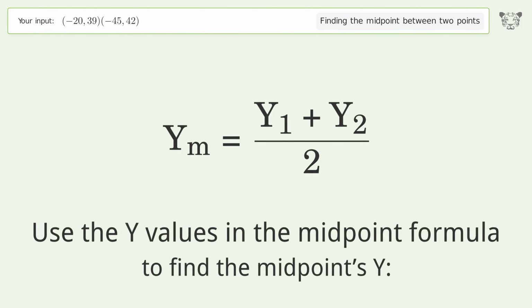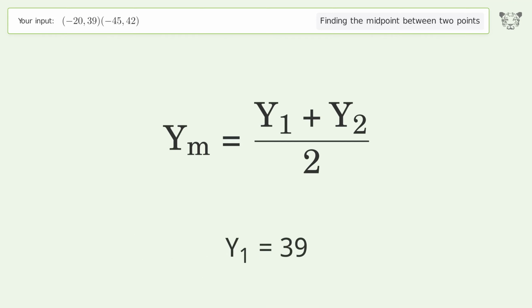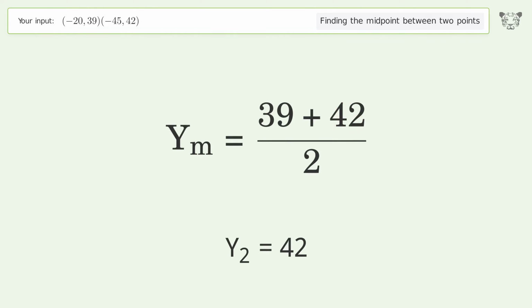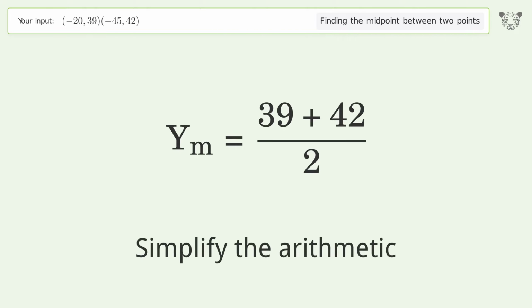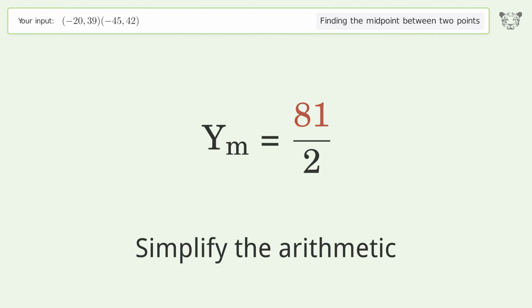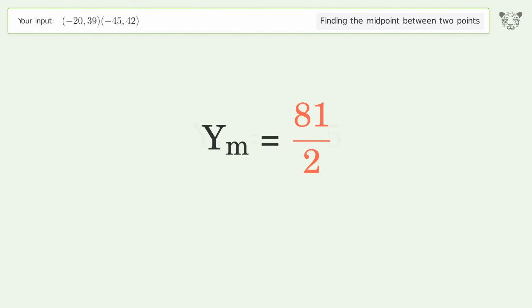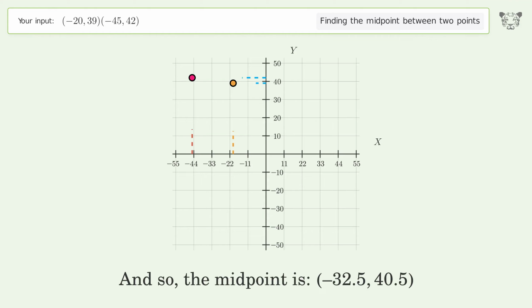Use the y values in the midpoint formula to find the midpoint's y. y1 equals 39. y2 equals 42. Simplify the arithmetic. And so, the midpoint is negative 32.5, 40.5.